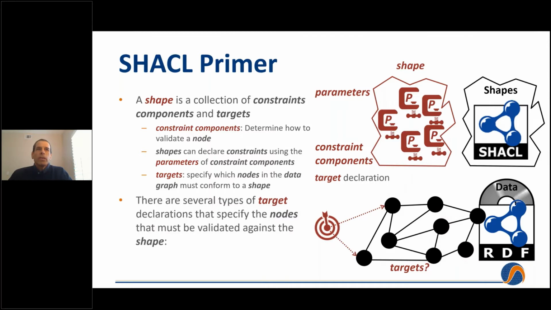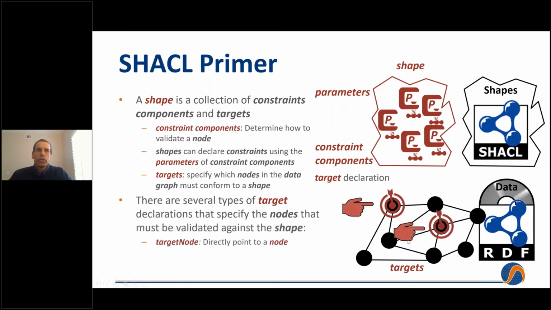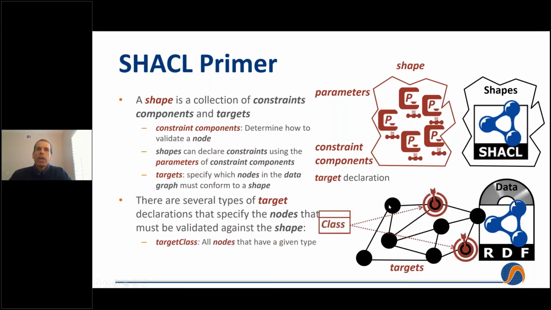So there are several types of target declaration that specify the nodes that must be validated against the shape. So let's look at the types of target declaration. We have target node, which directly points to a node. So we can have a target declaration that directly points to a node. We have target class. So we can specify a class of nodes that have a given type. So the target declaration is a target class.